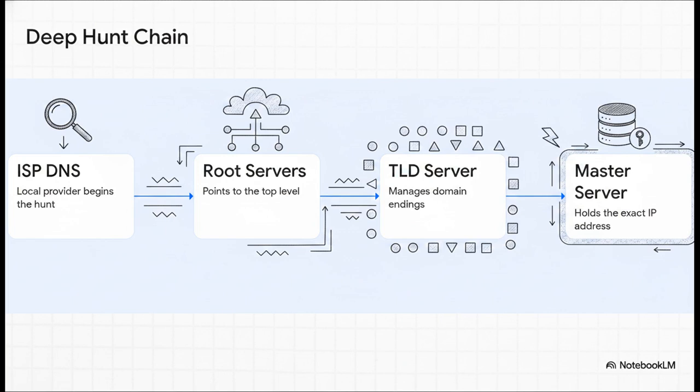Step 1, your query goes to the ISP DNS server. If that server doesn't know the answer, it escalates things to Step 2, the root servers. From there, the root server directs the query to Step 3, a top-level domain server. And finally, the query lands at Step 4, the master server, which actually holds the definitive answer. Let's break down exactly what happens at each of these incredibly important stops on the journey, because it's pretty fascinating.